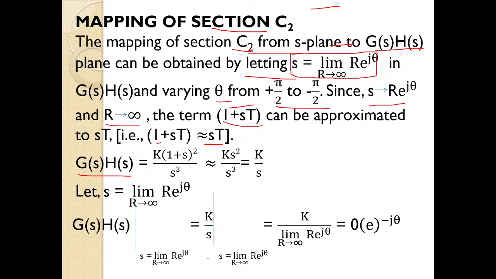So g of s, h of s is equal to k by s at s is equal to limit r tends to infinity r e power j theta. Now substitute this s value in this k by s. If you substitute it, you will get k by limit r tends to infinity r e power j theta. If you substitute r value, you will get r as infinity. Instead of r, write infinity. K by infinity is 0. E power j theta is sent to the numerator. It will become e power minus j theta.